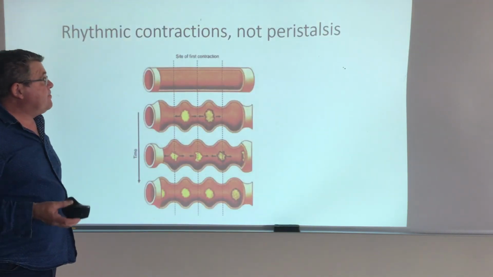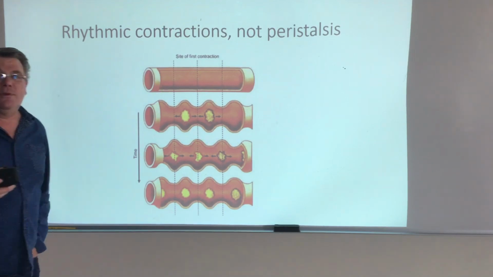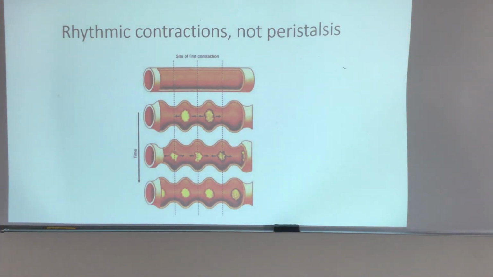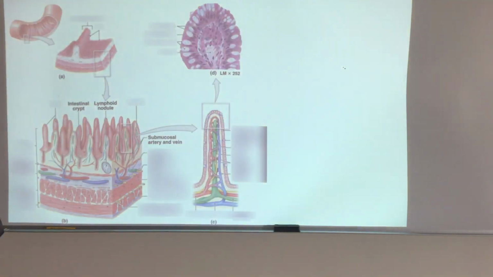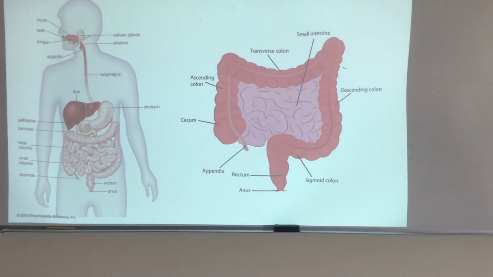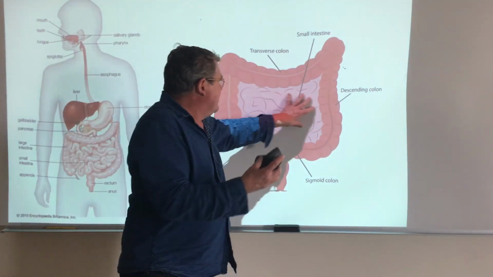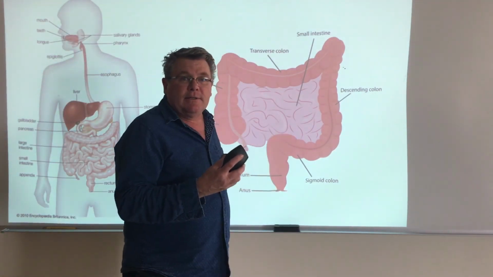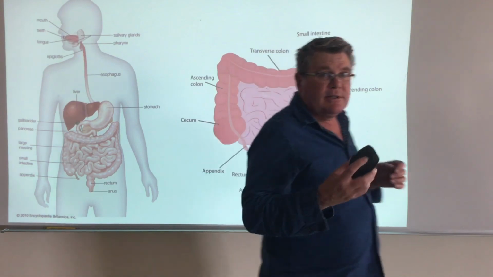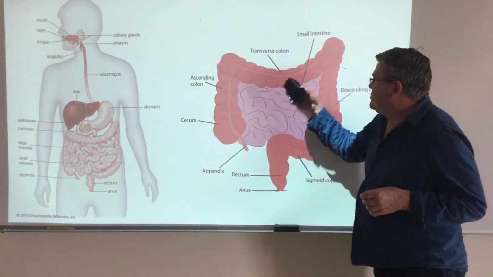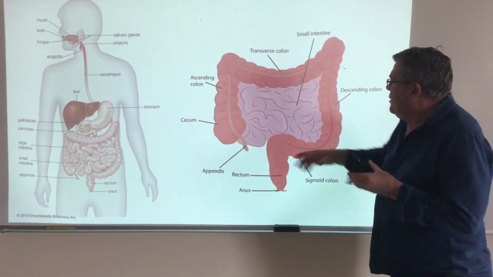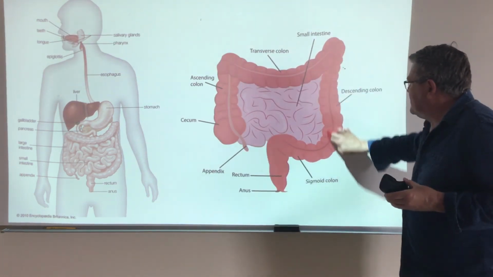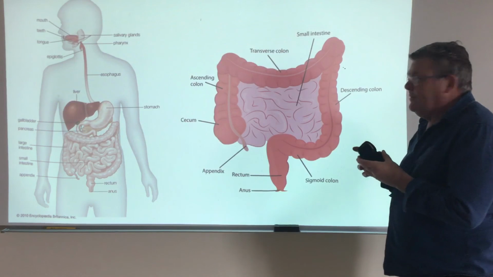Here's how. It's called rhythmic contractions. I'll get back to this in about 10 seconds. When I go all the way back to the small intestine, this is peristalsis, just like we talked about with the esophagus. So same thing, we've got these rings that are going to be pushing through. We don't see that with this. This is really evolved differently.